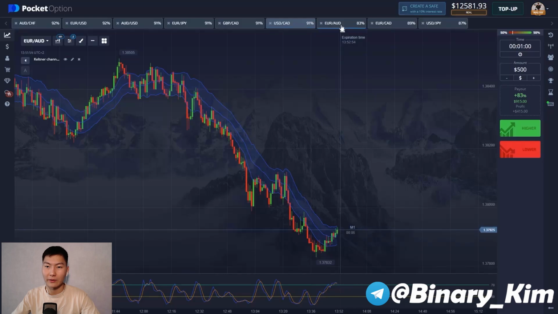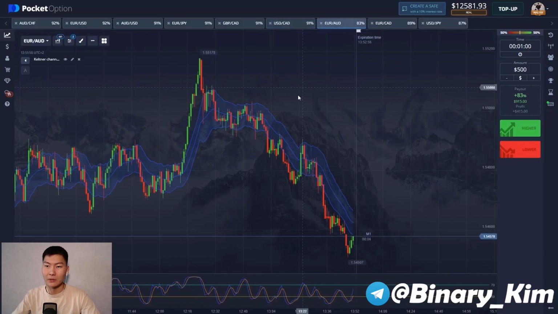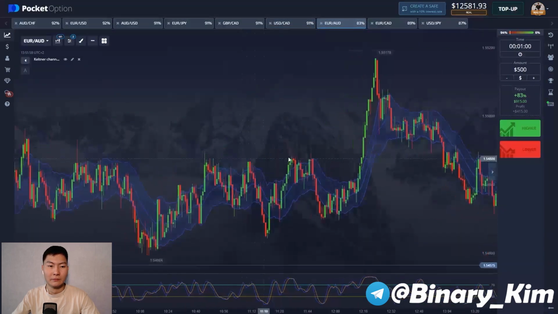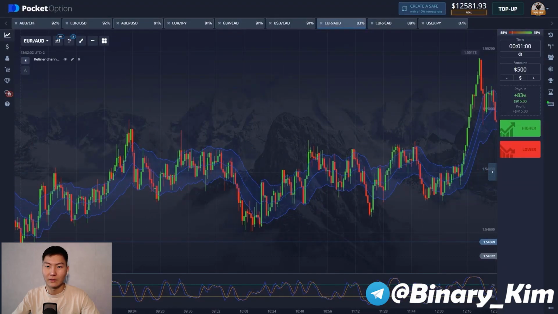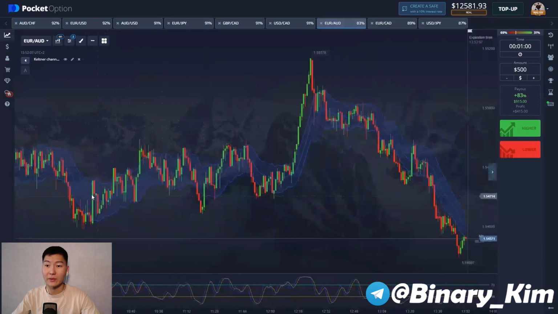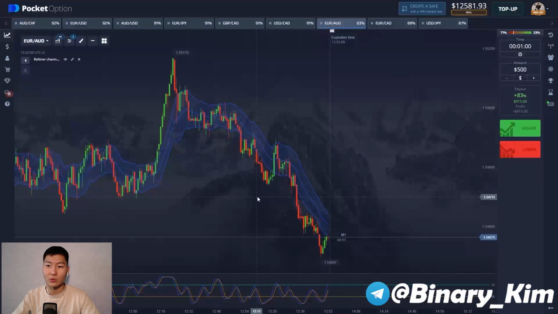Let's have a look at here. We observe the downward dynamics. Let's check out the upward zone. Here is the low point, and basically we can conclude that the price should go lower. That's why we opened the short.